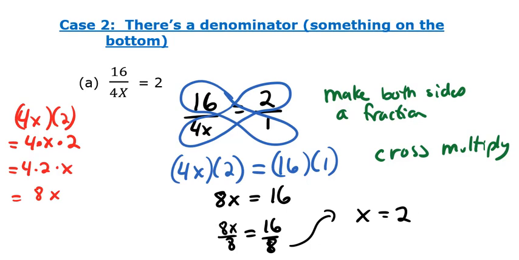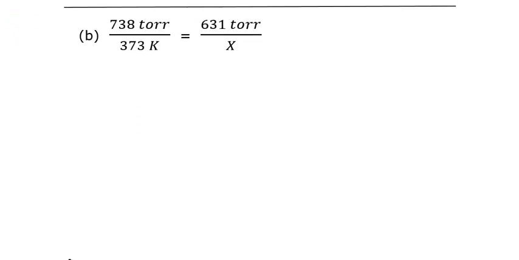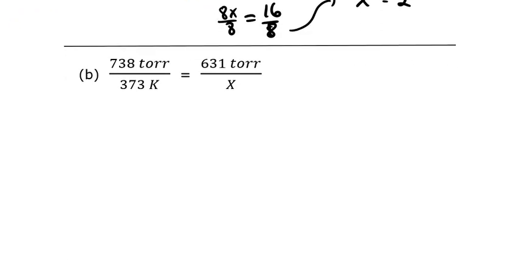Just like with case 1, that's a simple example. Let's do a slightly more complicated example. With units, it's not really mathematically any more complicated. It just looks more complicated. So here's an equation, already has fractions on both sides, so we don't have to put anything over 1. But if there was a fraction on only one side, we would put it the other side over 1.